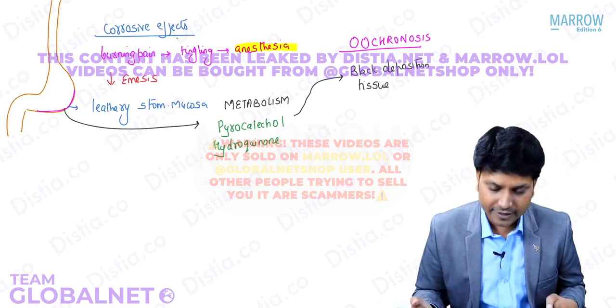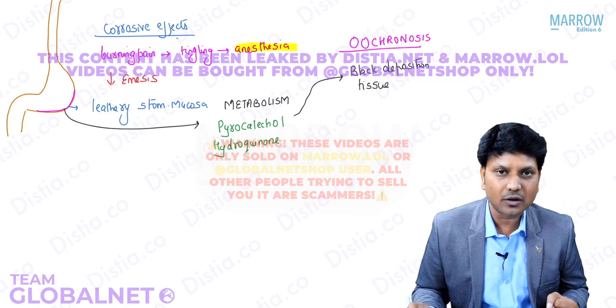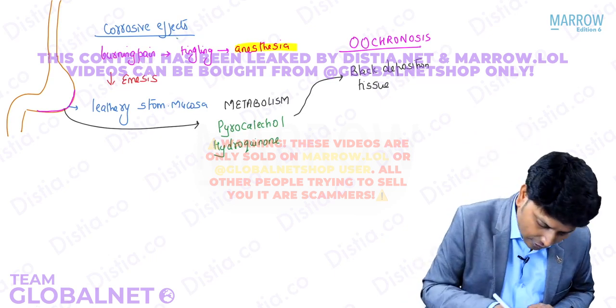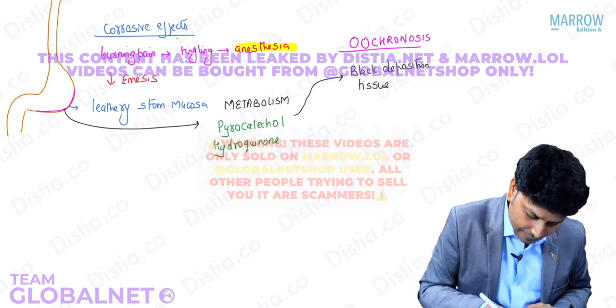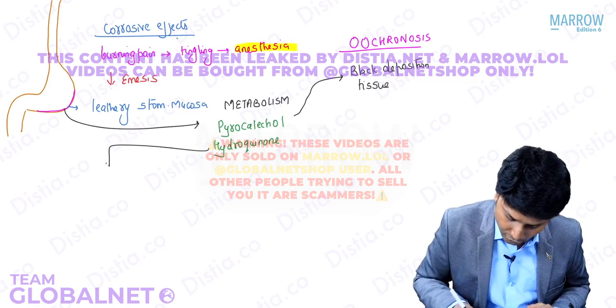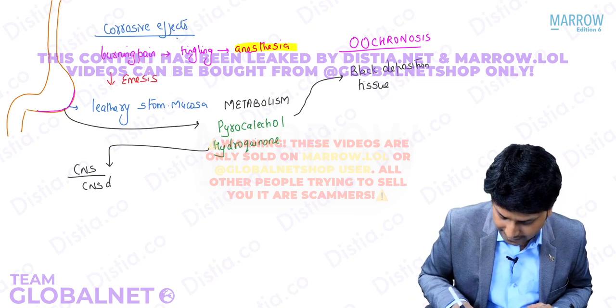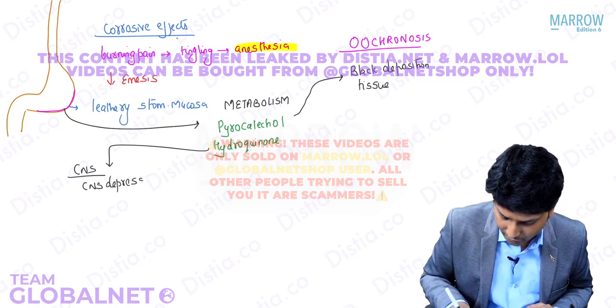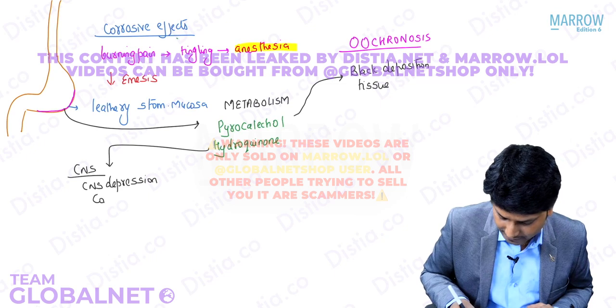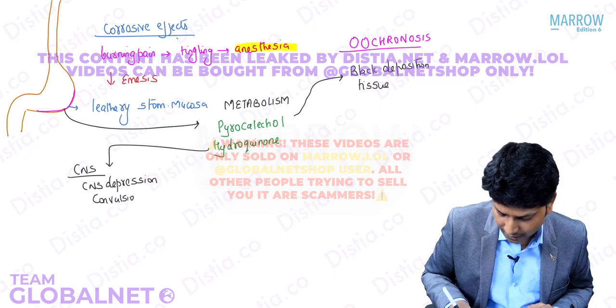Now what happens? These are all very toxic things. Toxic pyrocatechol and hydroquinone act directly on the CNS. It causes CNS depression. The patient will also have convulsions.